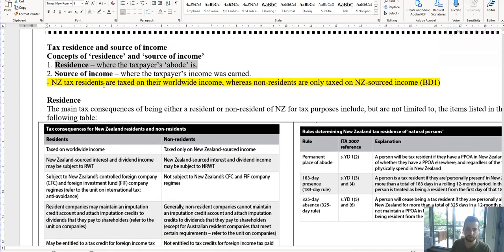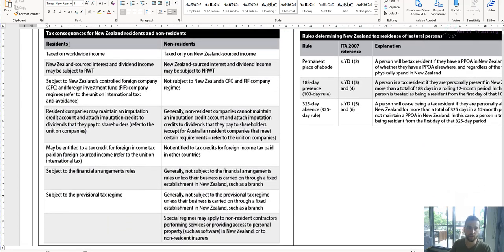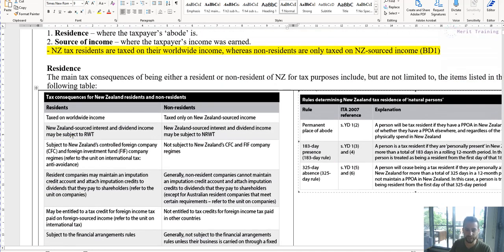So just to extend on this point, in terms of how residents and non-residents are taxed, we obviously covered off that residents are taxed on worldwide income and non-residents are taxed only on New Zealand sourced income. But some of the other key differences are that for residents, New Zealand sourced interest and dividend income may be subject to withholding taxes. So basically the government will withhold taxes from that dividend or interest, very similar to how they do that for your wages. Whereas if you're a non-resident, New Zealand source interest and dividend income may be subject to NRWT, which is another type of withholding tax, which we'll discuss a little bit later on.